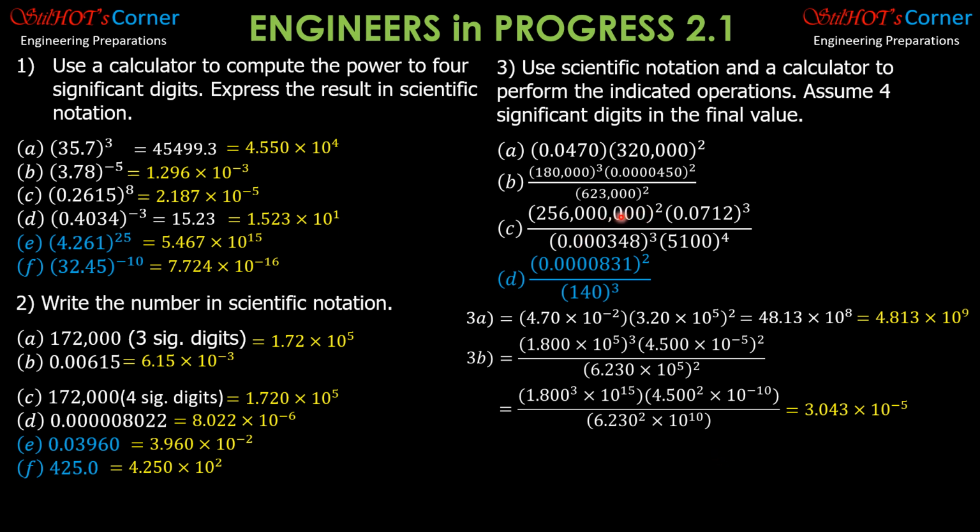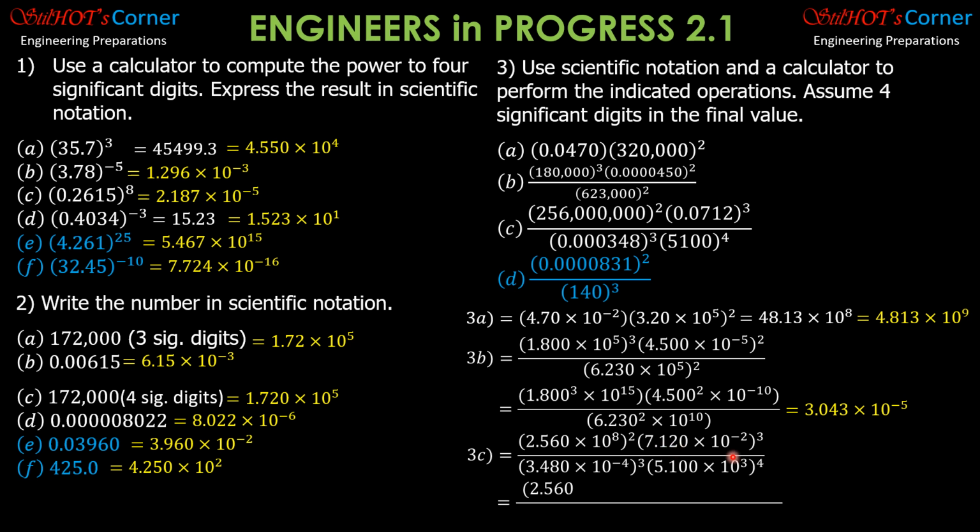Part C, this is 3b. So 2.56 times 10 to the 8 quantity squared times 7.12 times 10 to the negative 2 quantity cubed, all over 3.48 times 10 to the negative 4 quantity cubed, then 5.100 times 10 to the 3 quantity to the fourth. So this is 2.56 squared times 10 to the 16, 7.12 cubed times 10 to the negative 6, all over 3.48 cubed times 10 to the negative 12 times 5.100 to the fourth times 10 to the 12.